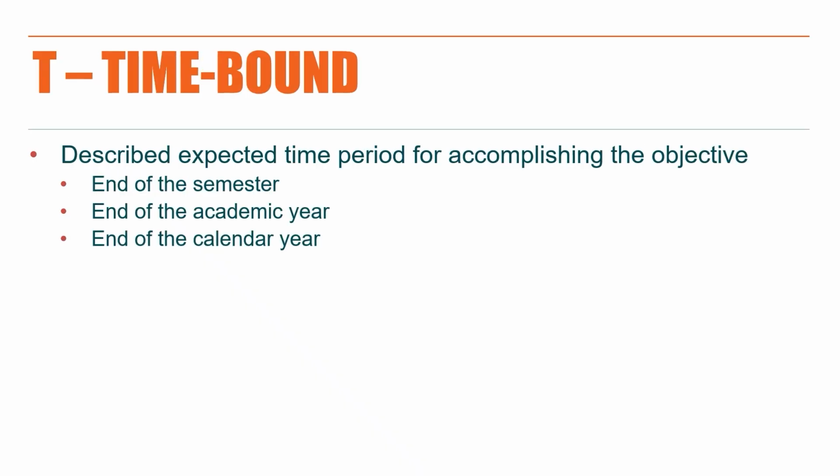The final component of the SMART framework is time-bound. Each objective should clearly specify the time frame for achieving the expected outcome. Examples might include the end of the semester, the end of the academic year, or the end of the calendar year. Establishing a time frame allows units to track progress and determine when to review assessment results.